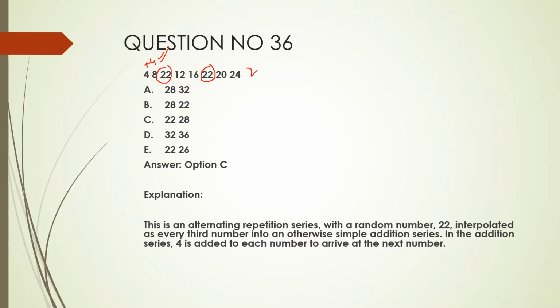And you will have to give a constant here, that is after every two independent figures there's a constant 22, and you will have to add 24 plus 4, you will get 28 as the last number. So the answer is 22, 28. That is option C.